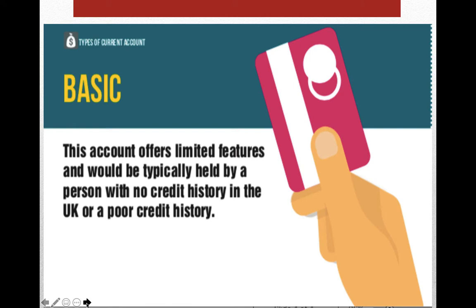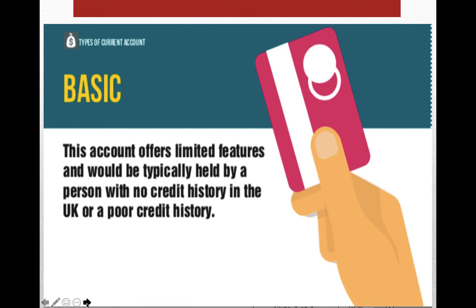Third package is the basic package. So this account will only offer limited features designed for those customers who may otherwise find it difficult to open a bank account. So this might be due to poor credit history or a poor credit rating. A basic account will not offer an overdraft facility and will not pay interest on positive balances. So is this a good account to use for your personal profile?